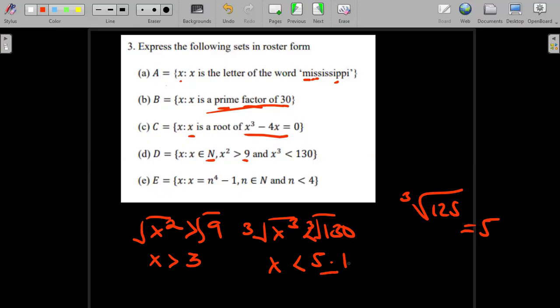So let's say we have this here. This means that the values of x have to be greater than 3, but yet the values of x also have to be less than 5.1.